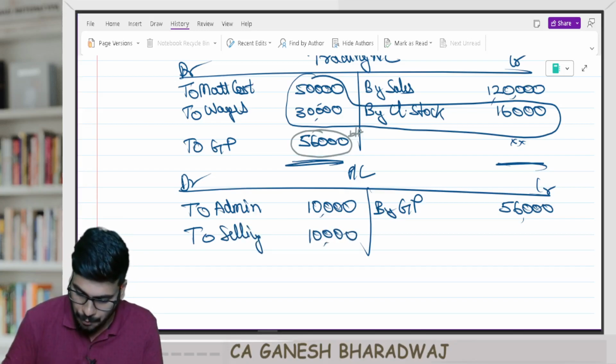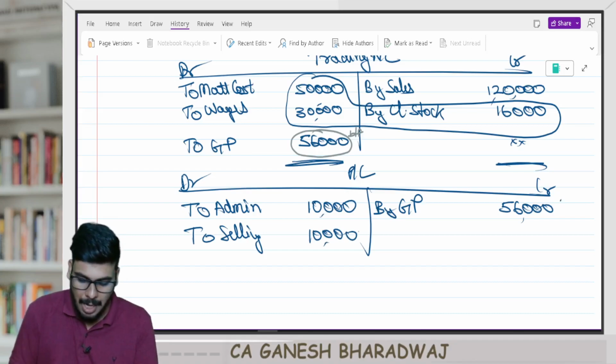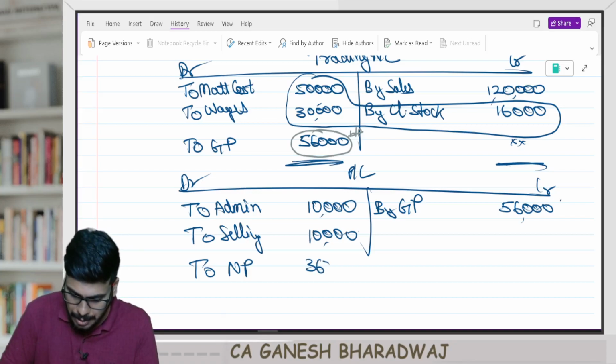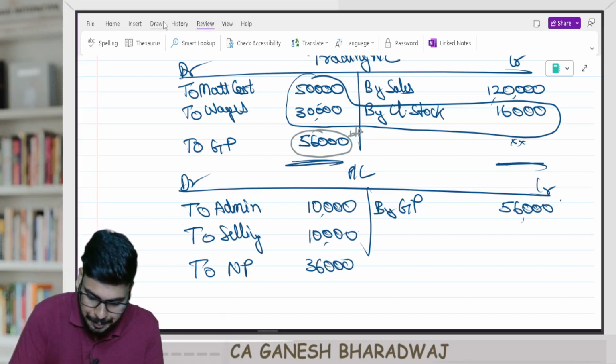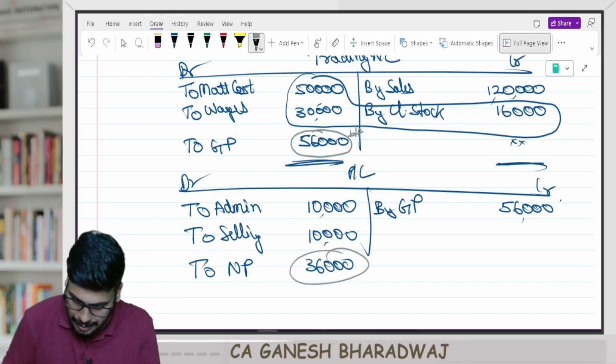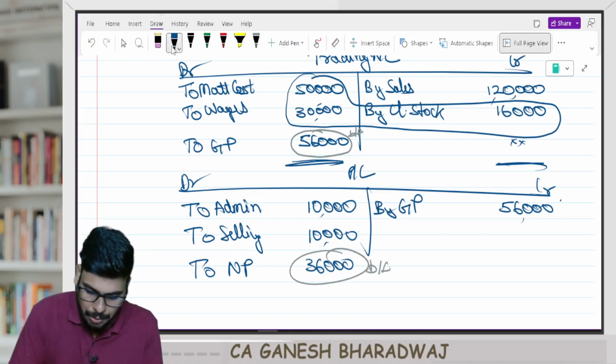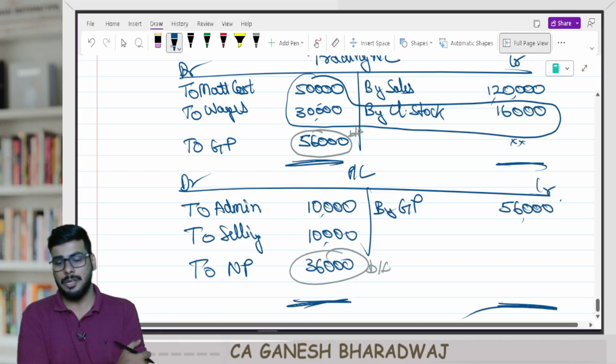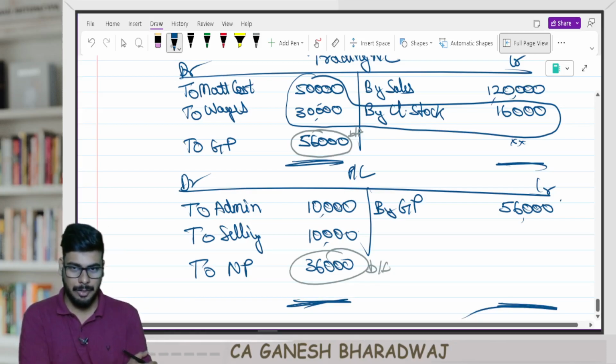10,000 rupees. So from 56 minus 10, how much is your net profit? It's going to be 36,000. Again, pencil circle. That's a balancing figure. And now you have prepared your P&L account. Are you clear with this?